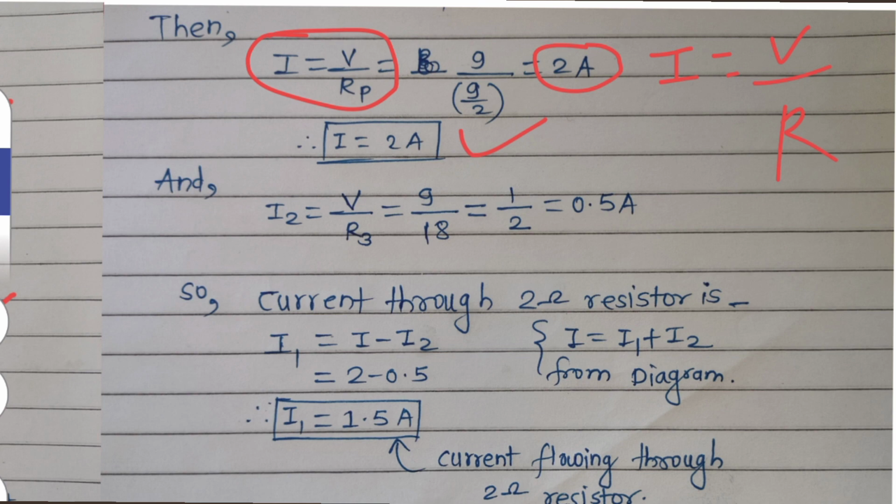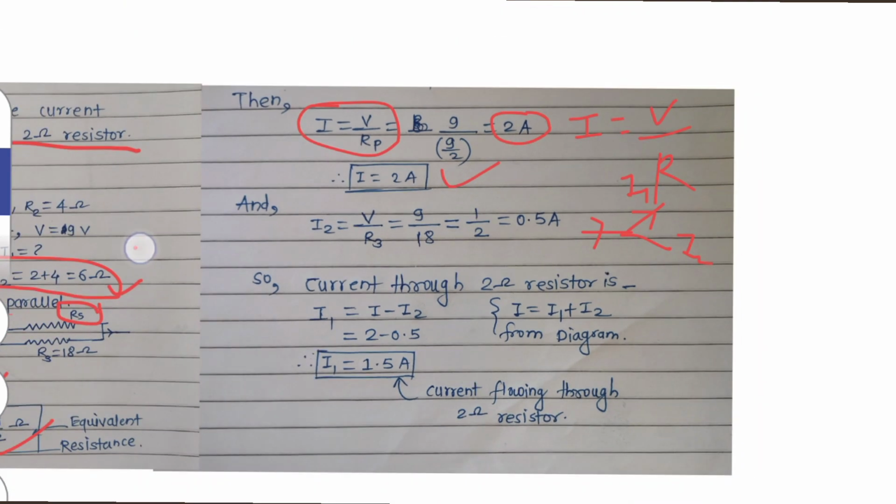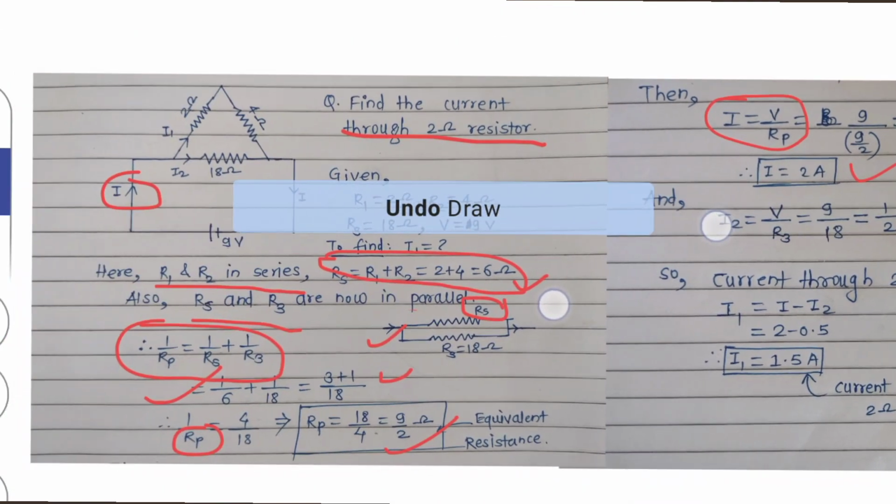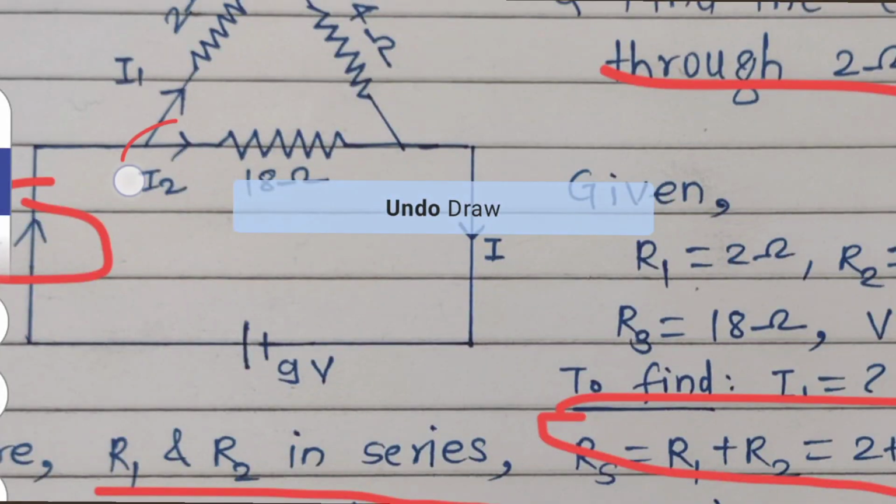So we can see that this 2 ampere is the total current or the equivalent current flowing through the complete circuit. Now at one junction you can see in the figure that I is bifurcated into I1 and I2. Now we know that I2 is the current flowing through the 18 ohm resistance, and across it we have the supply of the 9 volt voltage. So we can calculate the current flowing through the 18 ohm resistance, that is I2.